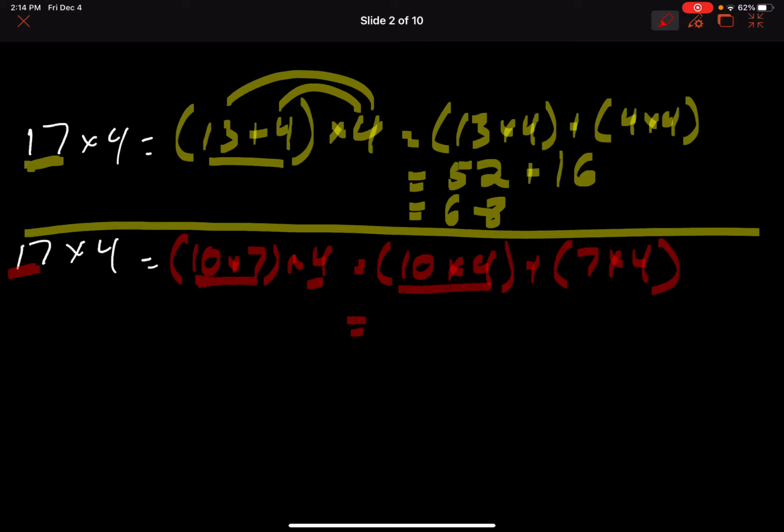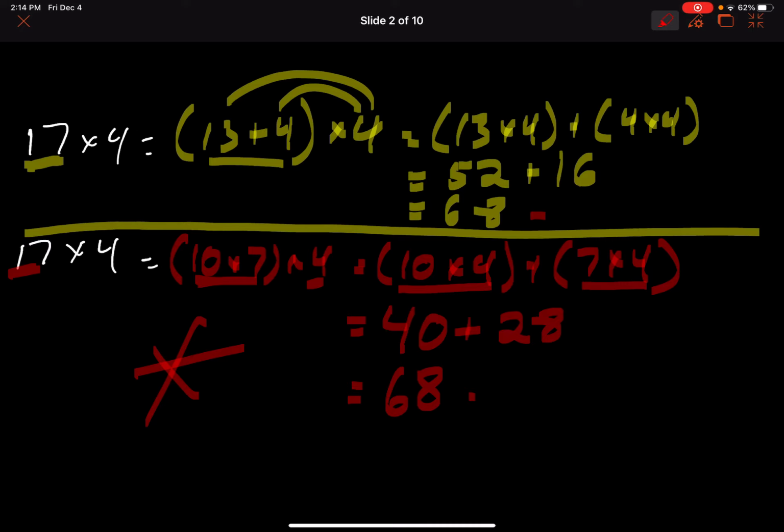So I have 10 times 4, which is 40, and I have 7 times 4, which is 28. Okay, and now I'm going to put these numbers back together. So I have 68. Okay, notice the same answer. It should be the same answer. But what I'm going to ask you is, which way was easier? So clearly the second way was easier because dealing with tens, multiples of 10, and multiplying them is much easier than multiplying by 13, right?